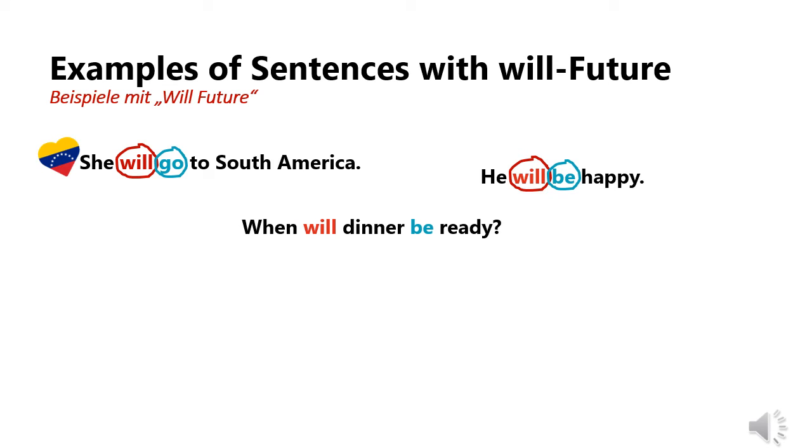When will dinner be ready? This shows the WH word at the beginning of the sentence. Then modal will, and after that, the subject followed by the verb in infinitive. Then comes the rest of the sentence. This is the structure for WH questions.